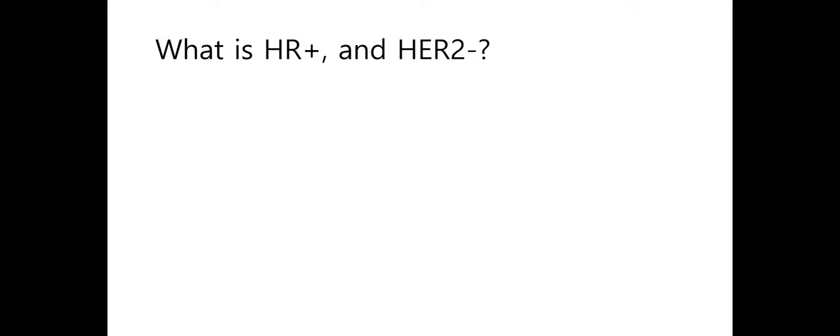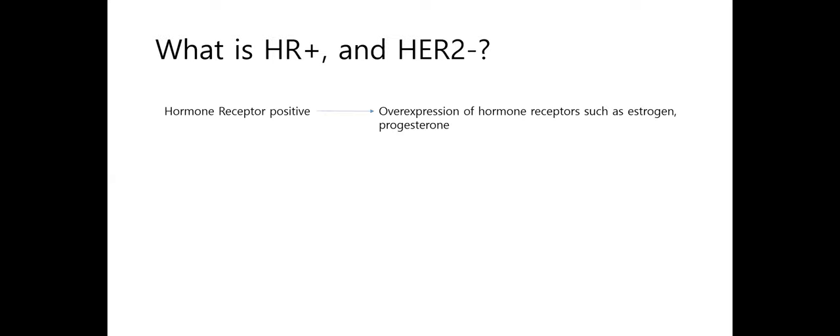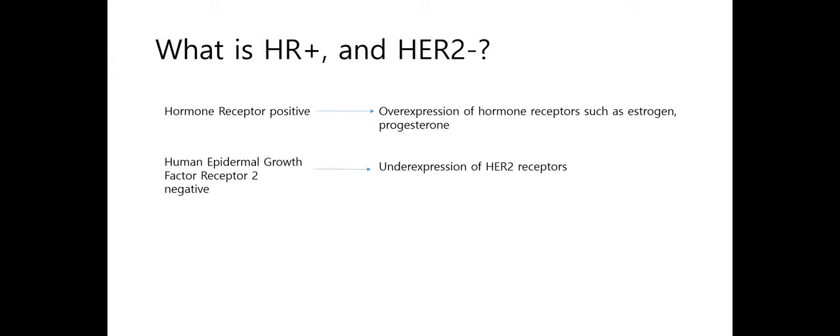So what is HR plus and HER2 minus? HR plus means hormone receptor positive. So this means the overexpression of hormone receptors, for this case in breast cancer, such as estrogen or progesterone. And HER2 minus, human epidermal growth factor receptor 2 negative, means underexpression of HER2 receptors.